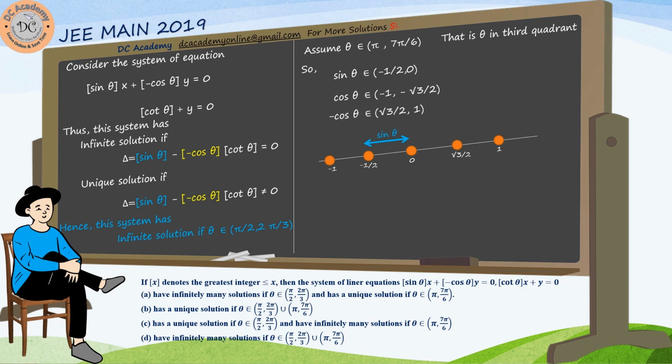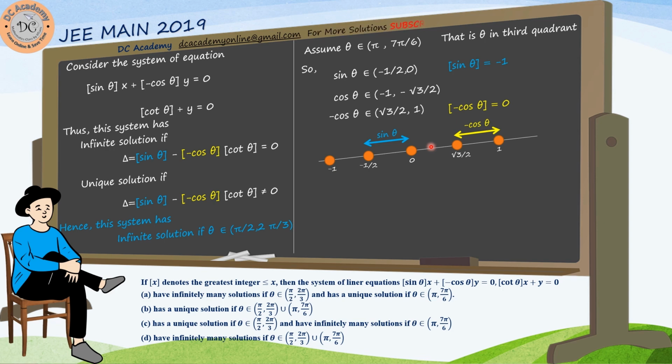Now if it lies between minus half and 0, then what will be the largest integer, that is, the greatest integer less than or equal to x? It will be minus 1, because sine theta lies in minus half to 0. So therefore the largest integer is minus 1, and the box of sine theta in this case is equal to minus 1. If we calculate minus cos theta, where cos theta lies between root 3 by 2 and 1, we have already seen that 0 is the greatest integer. So the box of cos theta is equal to 0.